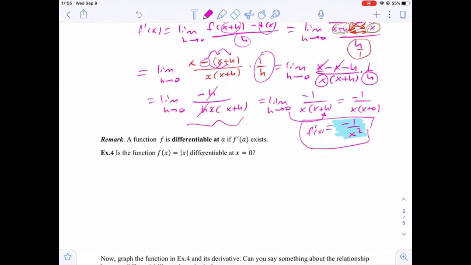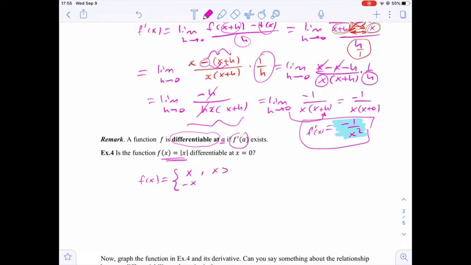Now, a function is differentiable at some point a, 1, 2, negative 1, 0, any value, if the derivative does exist. So let's take an example. If f of x is the absolute value of x, if you remember, when we redefine the absolute value of x, we write it as x and negative x.